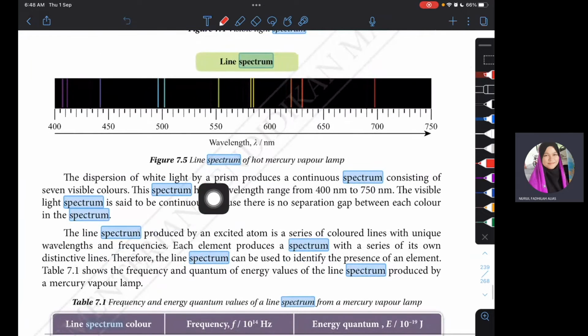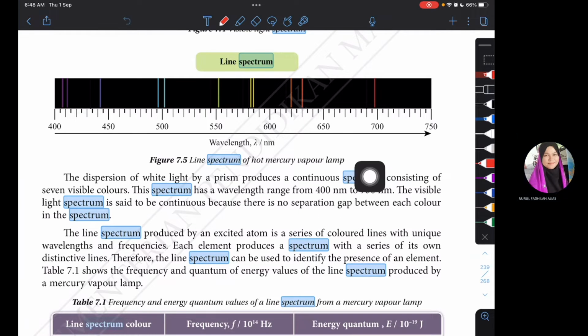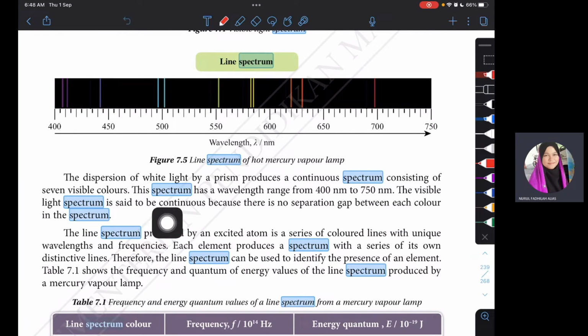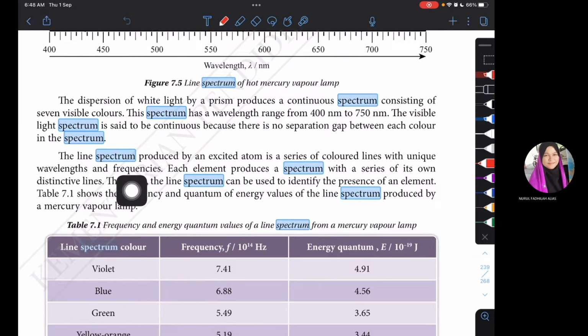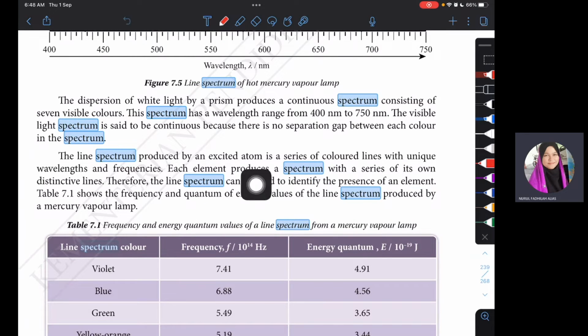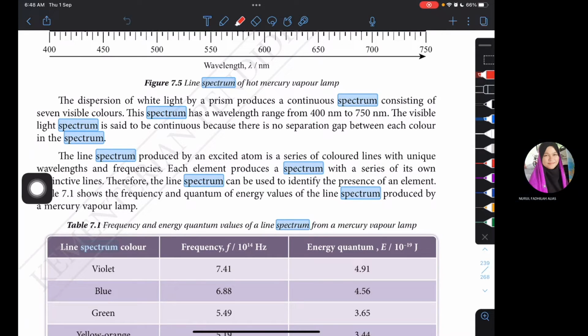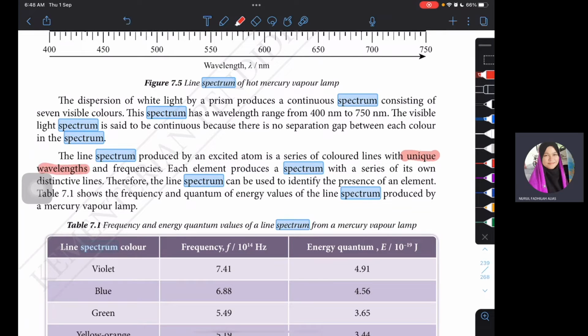Okay, the dispersion of white light by prism produces continuous spectrum. Okay, 7 visible colors. This spectrum has a wavelength. So this is the range of wavelength. Okay, and then the visible light spectrum is said to be continuous because there is no separating gap. However, line spectrum is a series of colored lines with unique wavelengths and frequencies. So that is the first characteristic. Unique wavelength and frequencies.